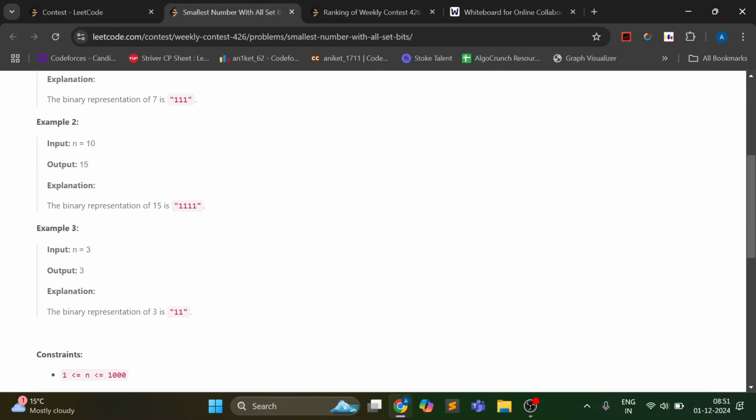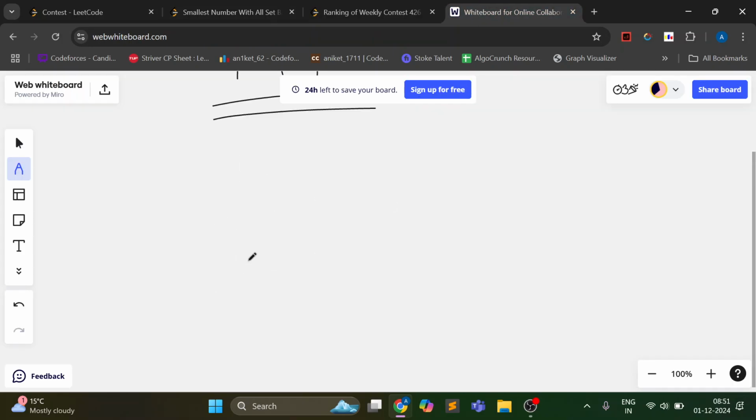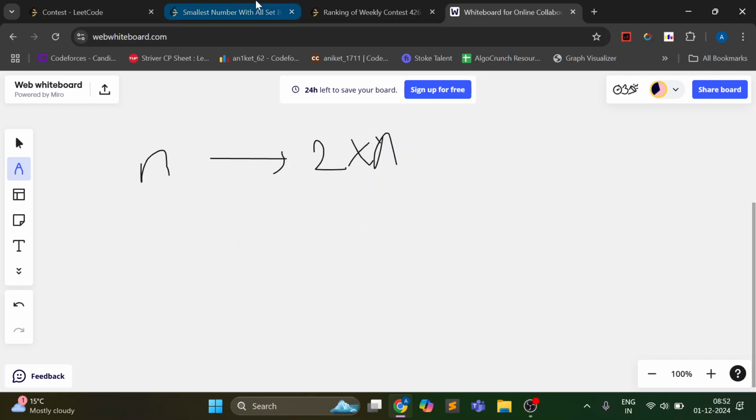Similarly for 10, answer is 15. For 3, answer is 3 itself because 3 itself has all bits set. So brute force solution would be to iterate from n to probably 2n. I think, yeah. So we can start iterating from n and go till 2n.